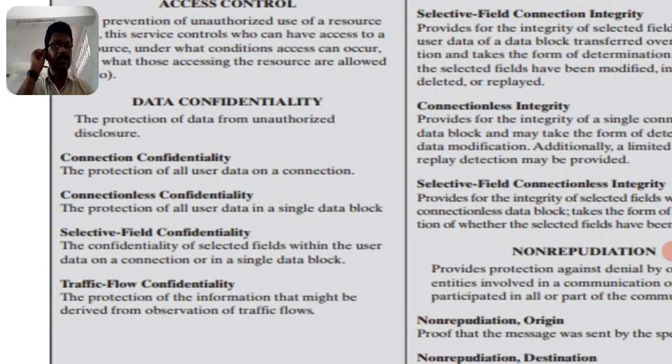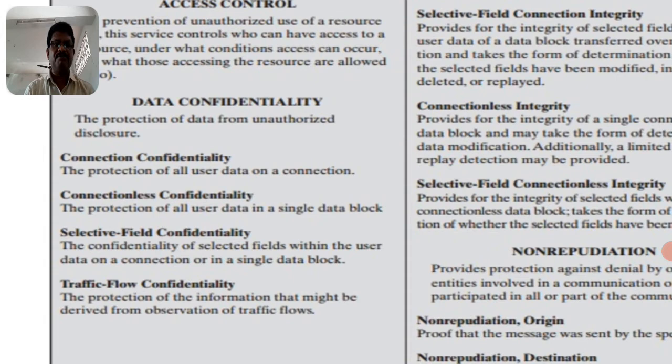Now, the confidentiality service protects data from unauthorized disclosure. This data confidentiality may be taken in four different situations: connection-oriented confidentiality, connectionless confidentiality, selective field confidentiality, and traffic flow confidentiality. Now we can observe them one by one.